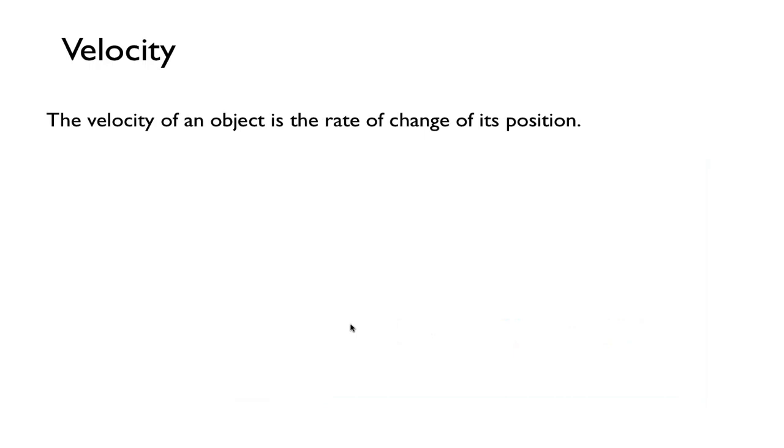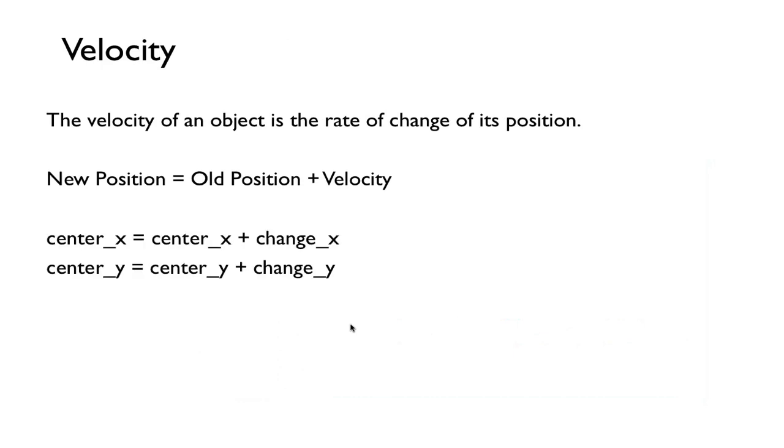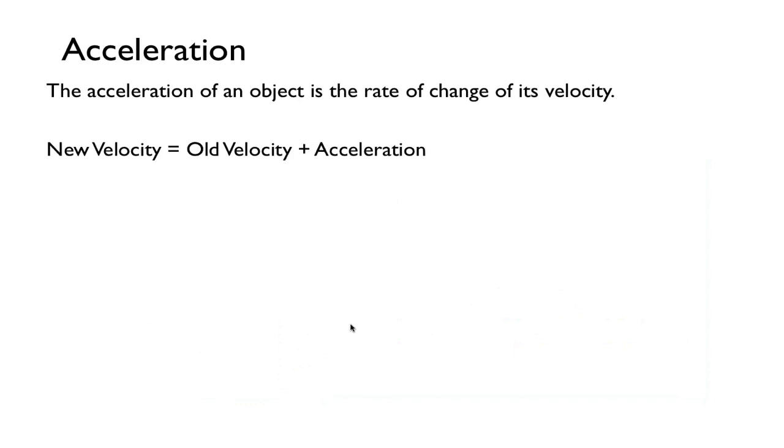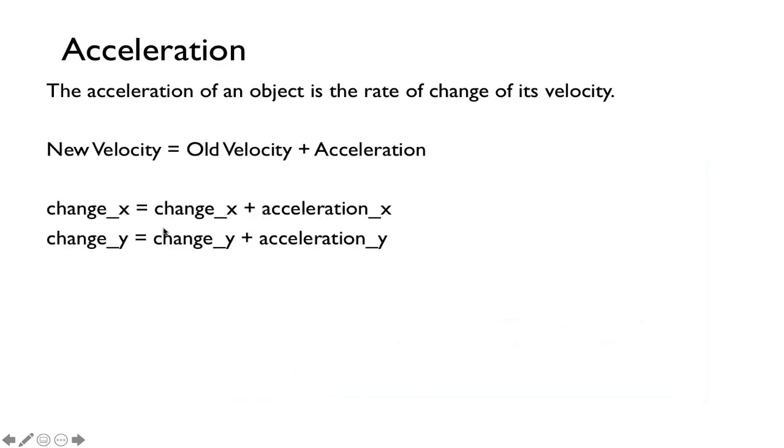So what is velocity? Velocity of an object is the rate of change of its position. So here it is again: old position plus velocity is new position, and so there are those two formulas. Now what is acceleration? Acceleration is the rate of change of velocity. It works the same way: you take the old velocity, you add acceleration, and you get a new velocity. So this is very similar to the previous formula. For us, you take the change X velocity, add the acceleration in the X direction, and you get the new velocity in the X direction. Same with the change Y: add acceleration in the Y direction, and you get the new change Y.